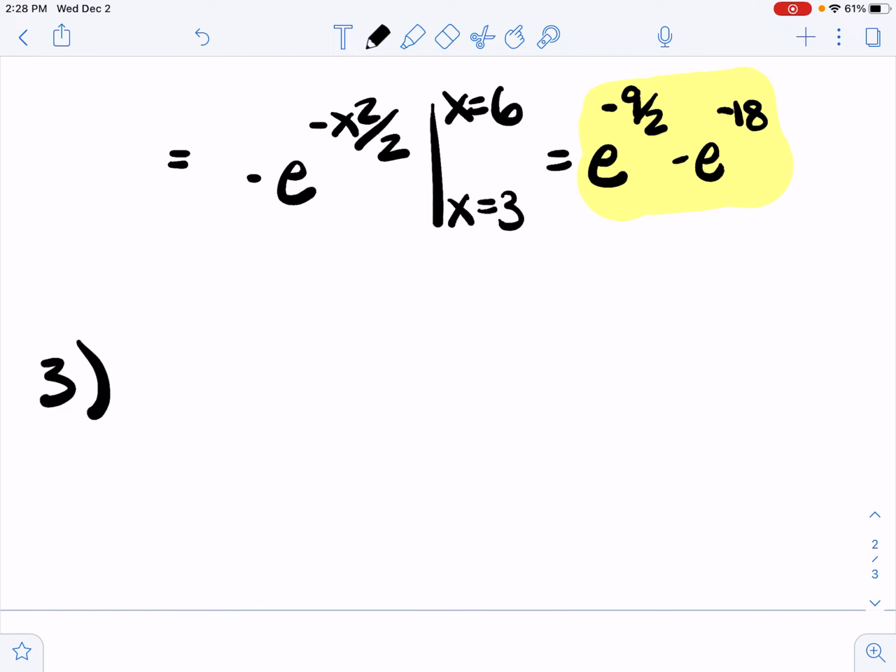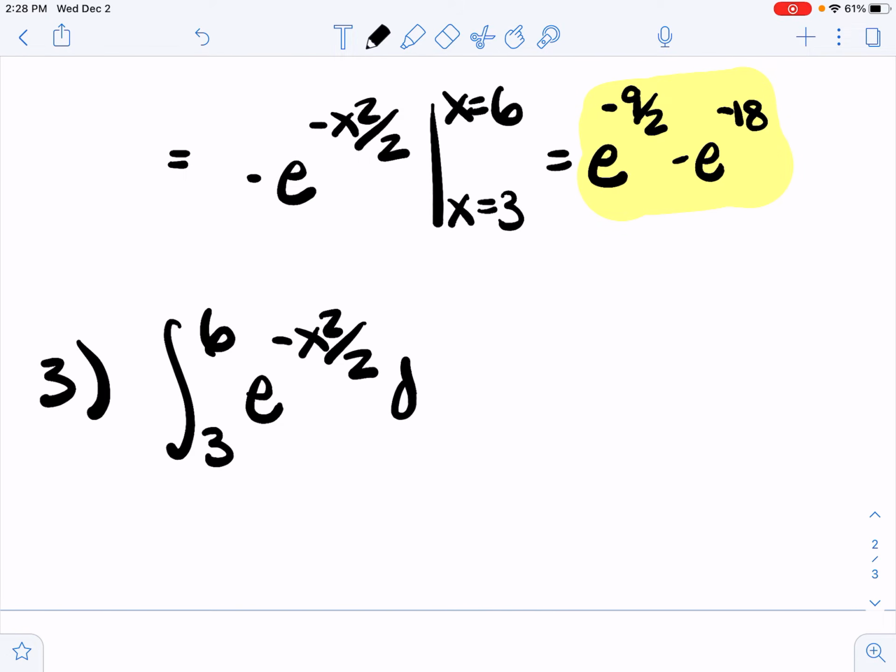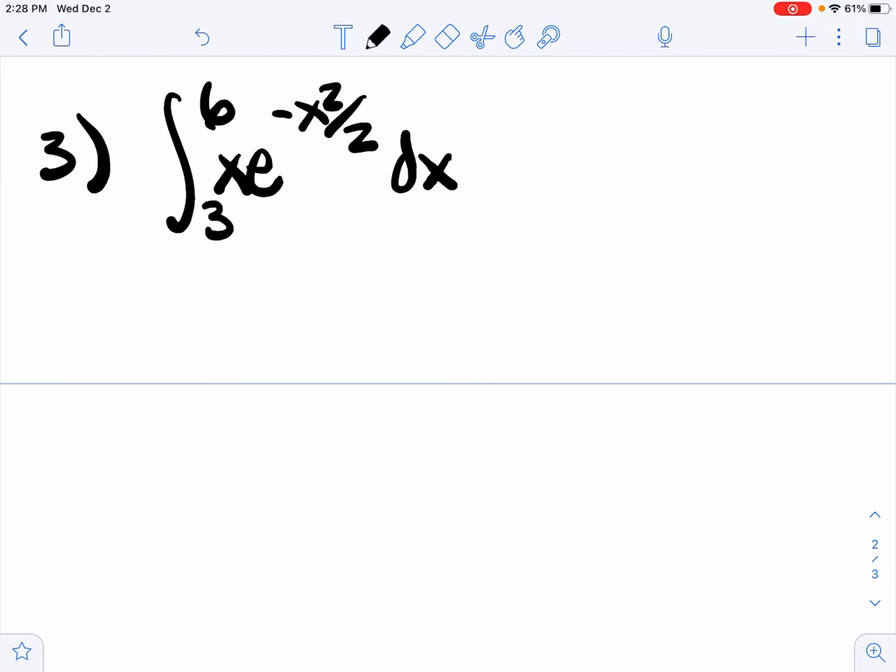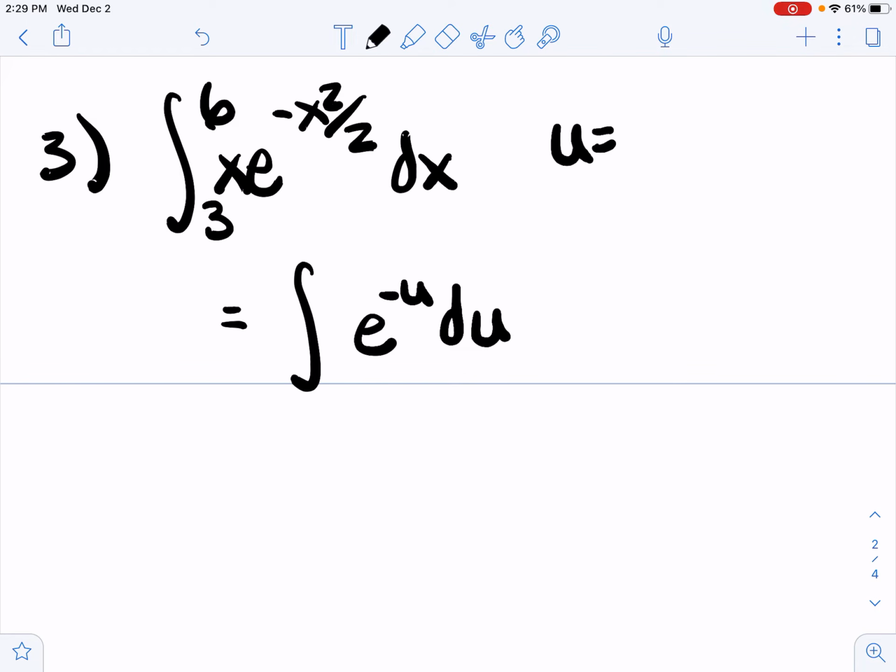And finally, the third option, the integral from 3 to 6 of e to the minus x squared over 2 x dx. I forgot that x again. So there it is, the third option. It's the same u substitution. So we get to an integral e to the minus u du, where u is x squared over 2. And now we can change the endpoints so that they actually do correspond to u.